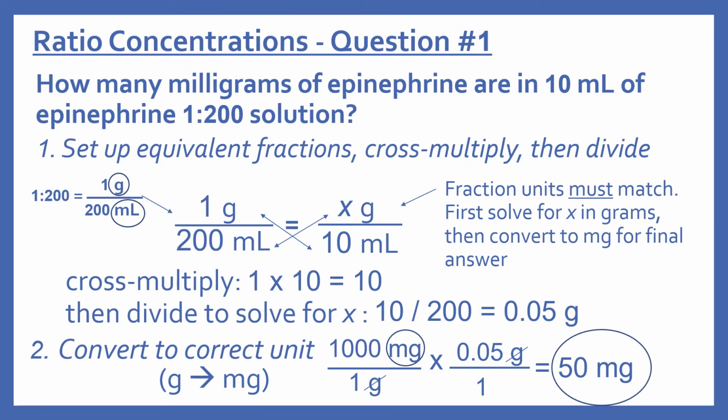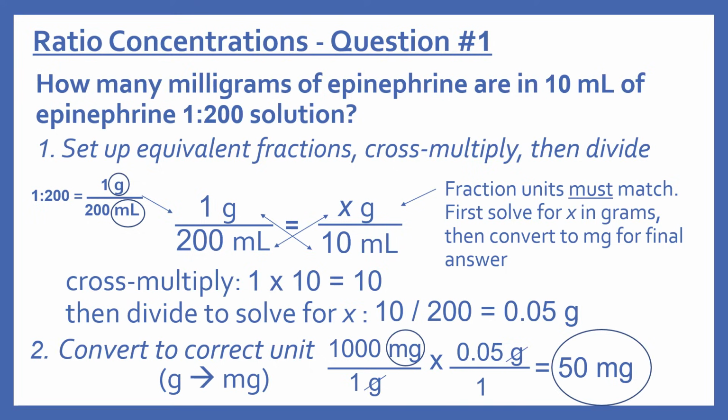Remember, we are solving for milligrams here, but we have to set it up for grams because the top units of the fractions have to match, and the bottom units of the fractions have to match. So we'll first solve for x in grams, and then we'll convert it to milligrams. Now that our equivalent fractions are set up, we'll cross multiply. 1 times 10 equals 10. Then we'll divide to solve for x. 10 divided by 200 equals 0.05 grams.